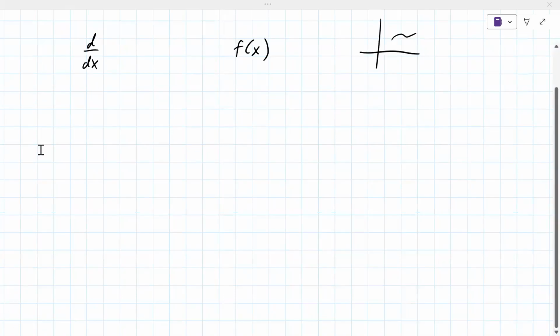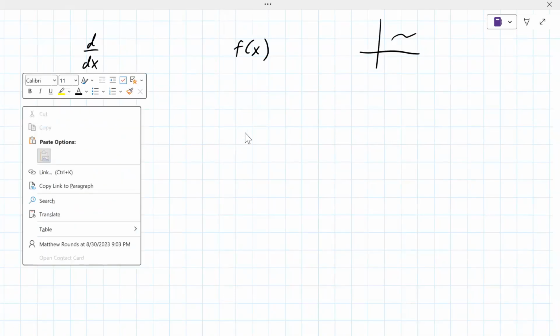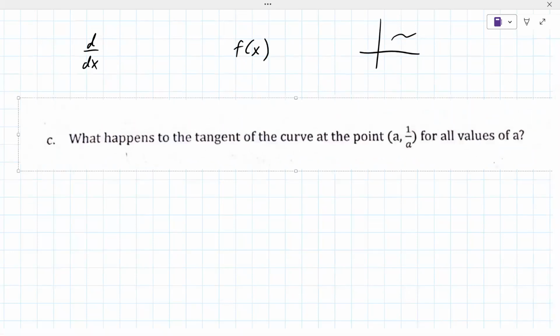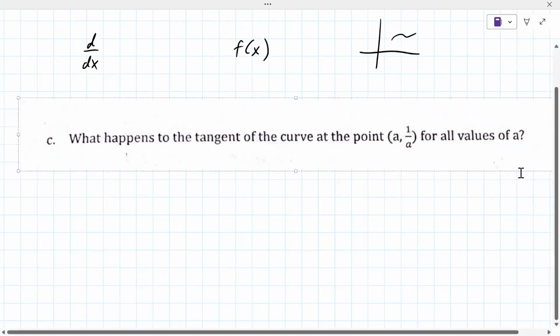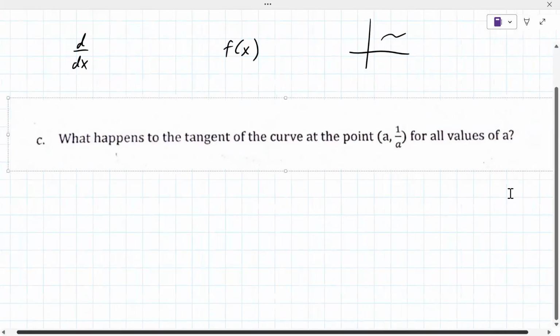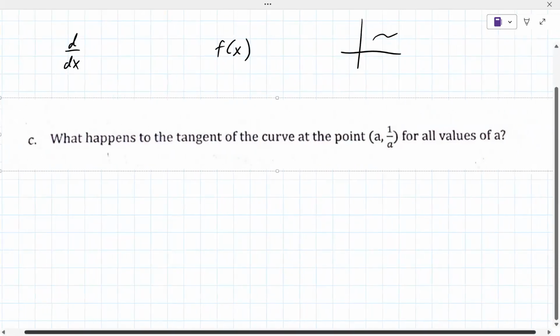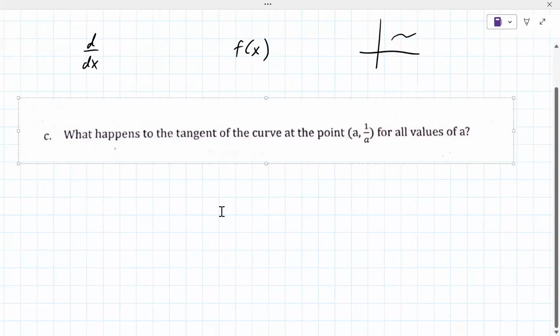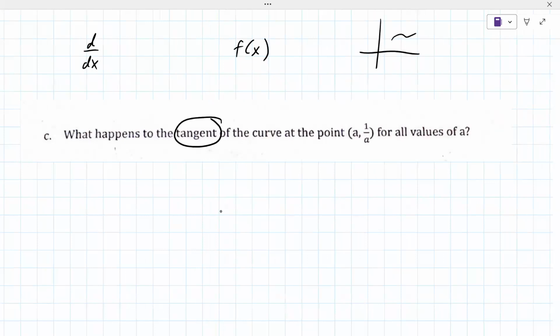I'm going to snip this in here. You're already seeing my screen, just double check that. All right. So it says, what happens to the tangents of the curve at the point A, comma 1 over A, for all values of A. So the tangent refers to the tangent line, the slope, things like you've been studying here. We know that the slope at A is always minus 1 over A squared.